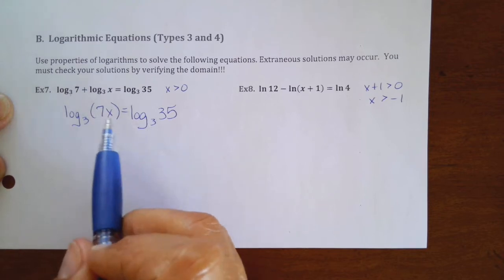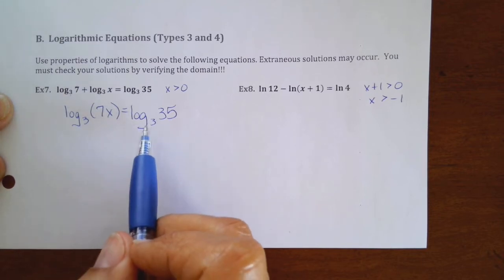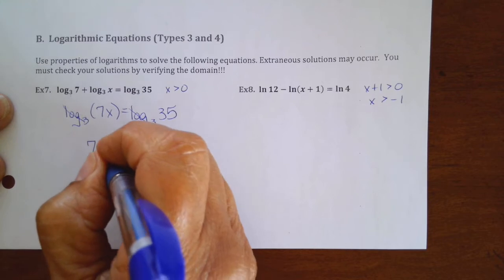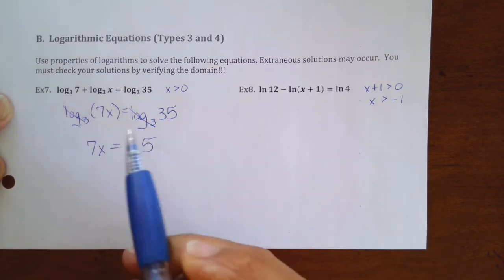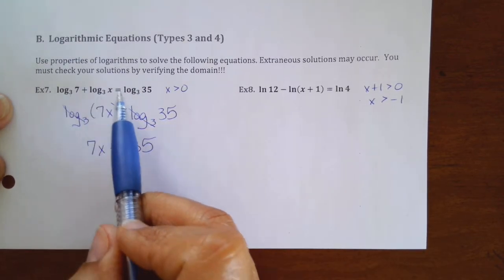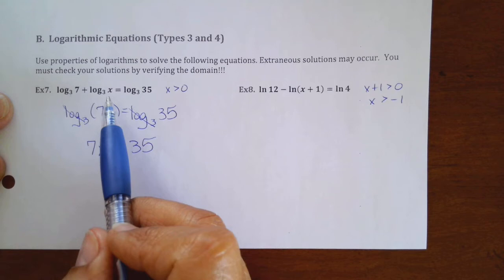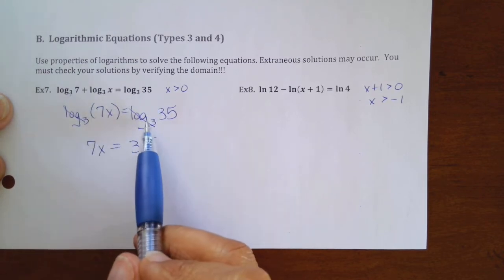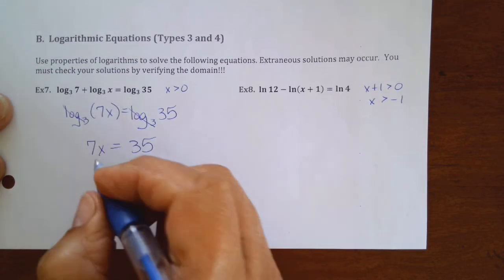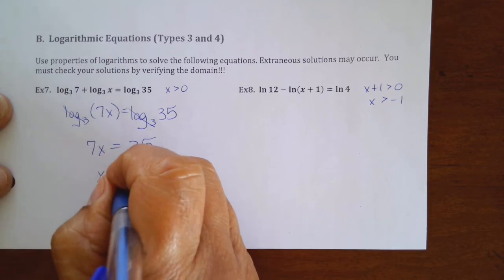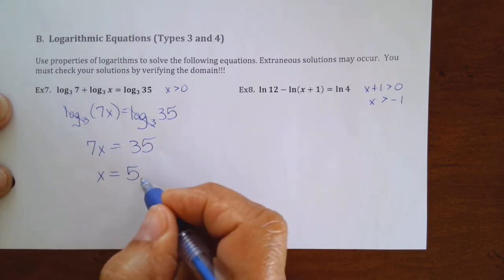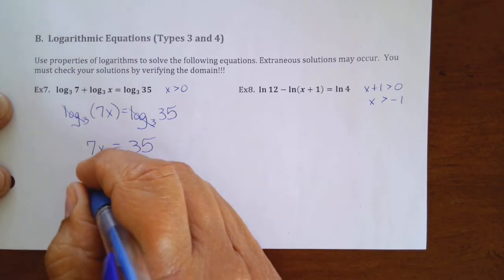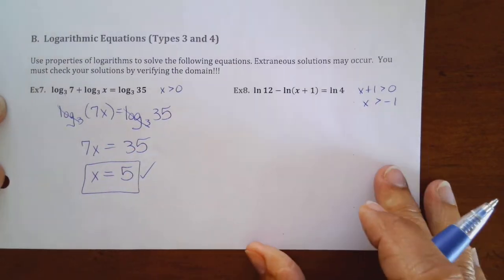Once you have 1 log on each side, and this is important, then you can drop the logs and set the answers equal to one another. What students will do is say, oh, I can just cross out all these logs and do 7 plus x equals 35. No, okay? 1 log on each side first, then you can do that, then you solve. So 35 divided by 7 is 5. Check it, make sure it's greater than 0, which it is, so that is the answer.